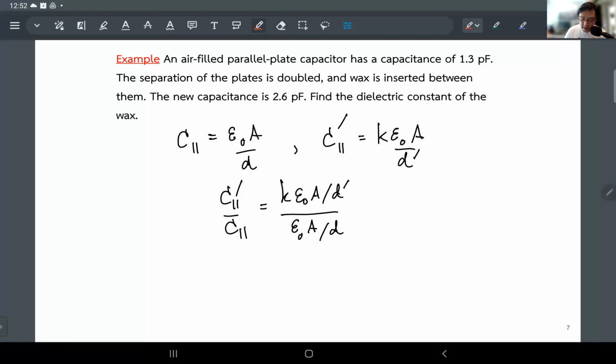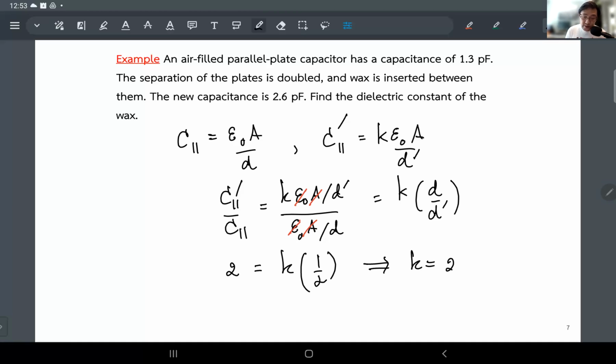So I cancel the epsilon naught, I cancel the A. So what I'm getting is going to be K. Over here, let me flip it up and down again, D over D prime. There you go. So on the left-hand side, the new capacitance is twice as big, so this is 2. And the D prime is twice the D, so you get 1/2 over here. And that's it, guys. So the dielectric constant that you are using is 4. Done.